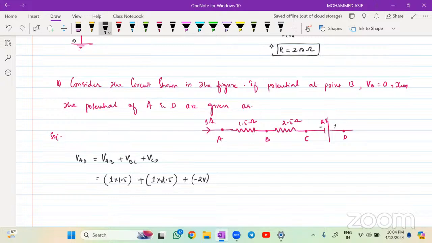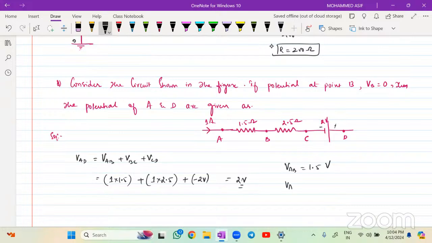Okay. So potential across A and D will be equal to how much? You see right now, this one is 1.5, this one is plus 2.5, this one is minus 2 volt. How much is it coming? 2 volt. Very good. Potential across AB will be equal to how much? Potential across AB is equal to 1.5 volt.